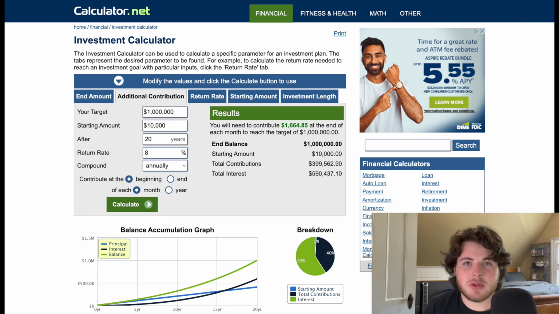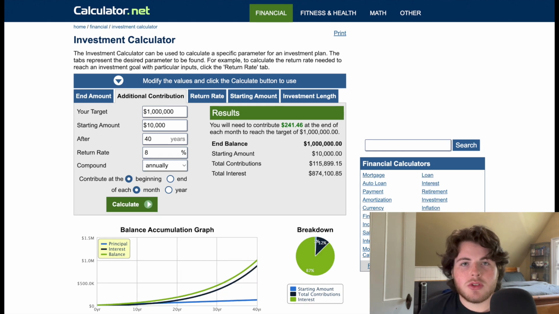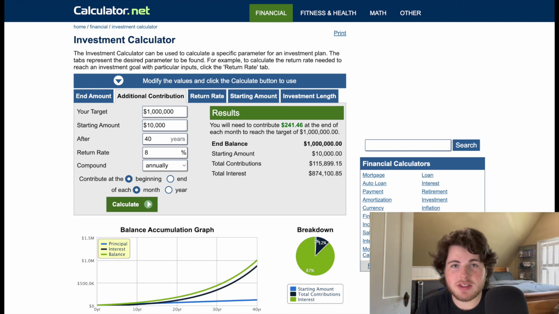If we go to 40 years, we can see how little you have to invest each month to reach your goal. You are investing $241 and change each month to reach $1 million in 40 years, which I think most people can manage. Compound interest is an investor's best friend, and I think if you want to take investing very seriously, here's what you should do to start.